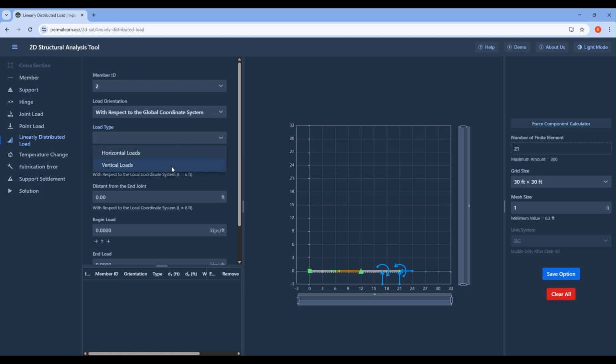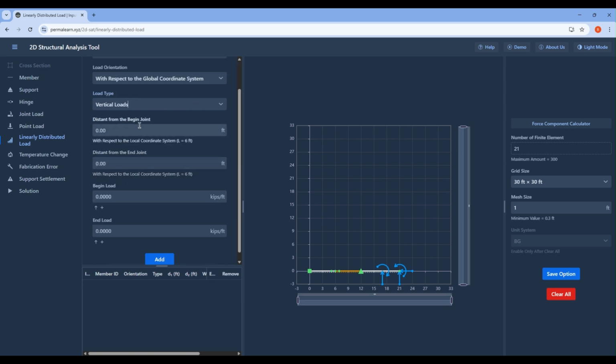And for the load type, there are 2 load types, which is the vertical, as it's going like this, or horizontal, as it's going like this. So for this structure, I put it as vertical load. And the distance from the begin point, the same as the joint load, means the distance from point B here to the point where you want to put this load. And the distance from the end joint here means the distance from point C here to that load. So I pick the distance from point B here to be 1 feet.